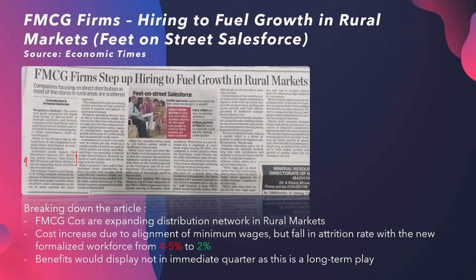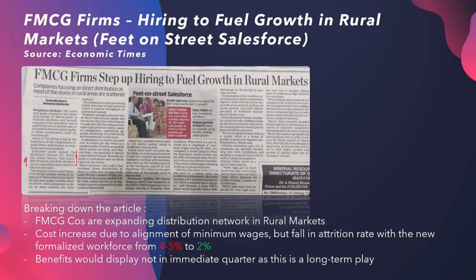Now, when you read this article, it does not give a clear indication that you should go ahead and buy companies from the FMCG space. We have to do a bit more digging deeper, where I'll take you all on the side and help you all in breaking down this article. Just to sum up, FMCG firms currently are hiring to fuel growth in rural markets. They're actually having a street sales force in this, and they're going about pushing to the actual points of the customers, explaining customers about the products and so on and so forth.